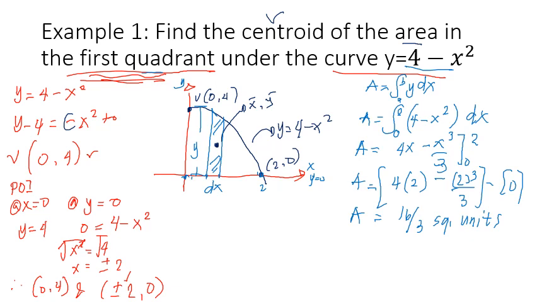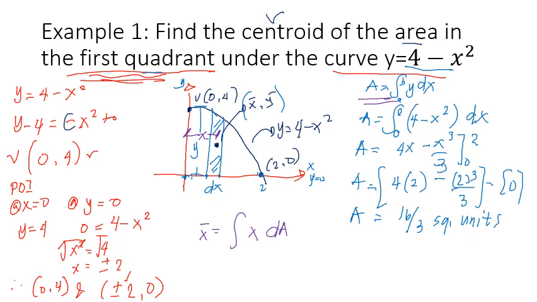Now, we are getting the value of x bar, right? So getting x bar, that is equal to the integration of x. Your x here is the distance from here to this part of your strip, right? So this is x. That's x times dA, right? That's the area, which is this one. This is your dA.